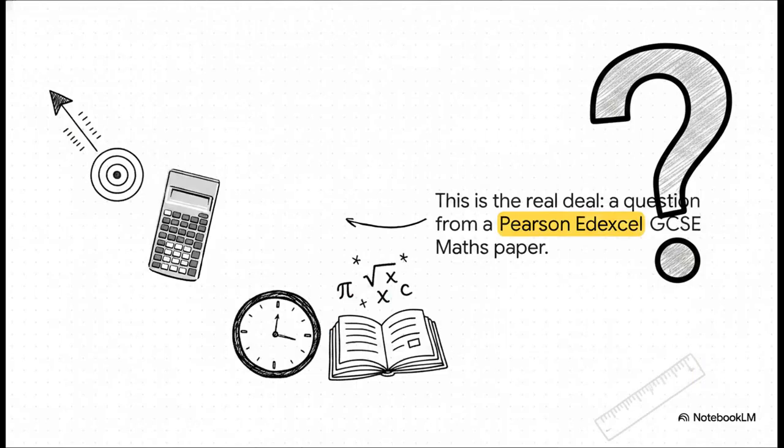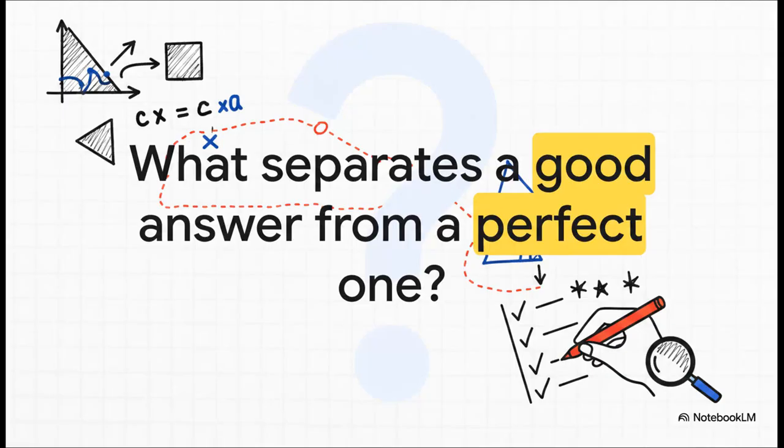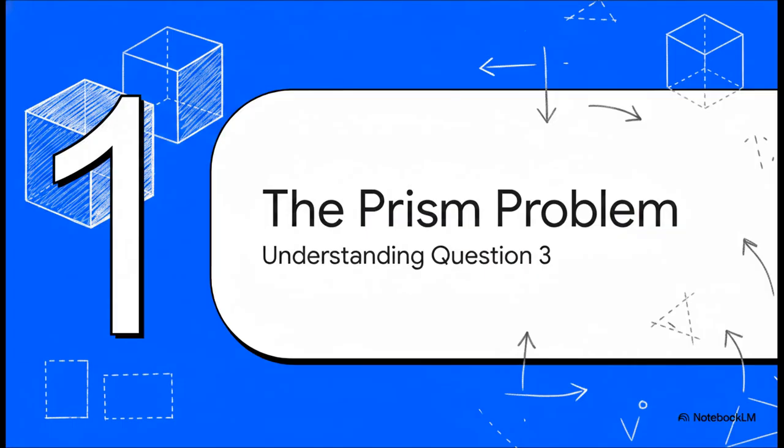So this is the real deal, a question straight from a higher tier paper. And it looks pretty simple on the surface, but the devil's always in the details, right? That's where marks are so often won or lost. And it's not always about doing some super complex calculation. The real difference between a good answer and a perfect one, it's all about getting inside the examiner's head. What's on their checklist? That's the secret we're going to unlock today. All right, let's get to it.